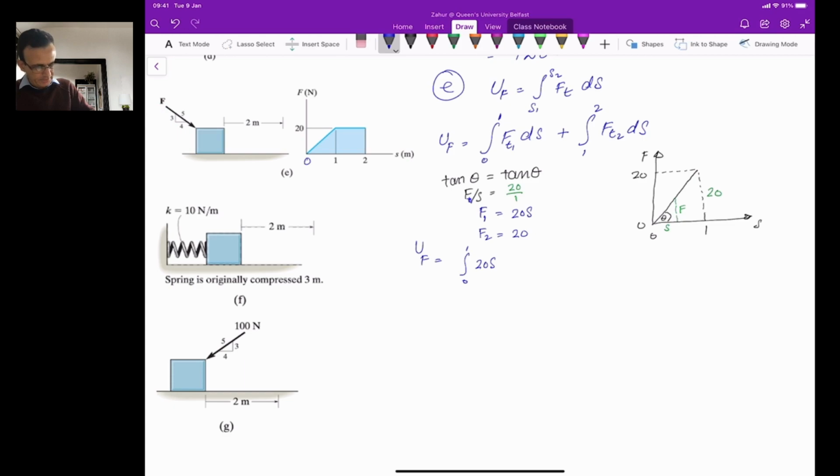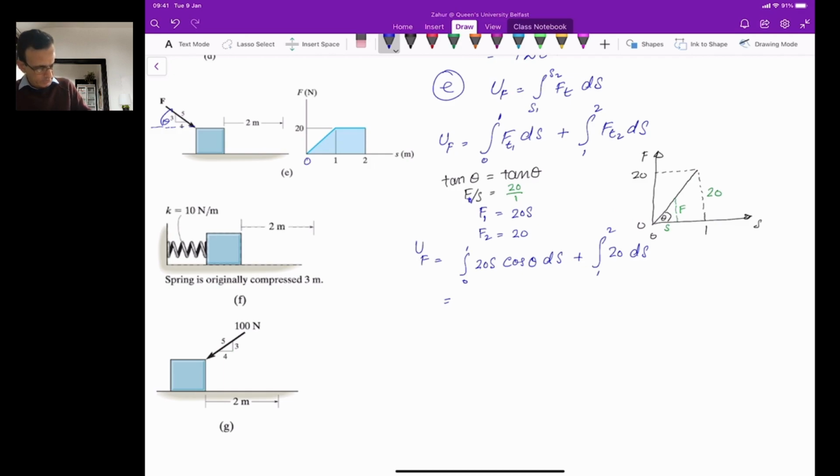So Ft will become the cos of this force. So this is our angle theta. So 20s cos theta into ds, and then plus from 1 to 2, and then F2 is our 20, and again ds. Okay, so here you can simplify this equation.